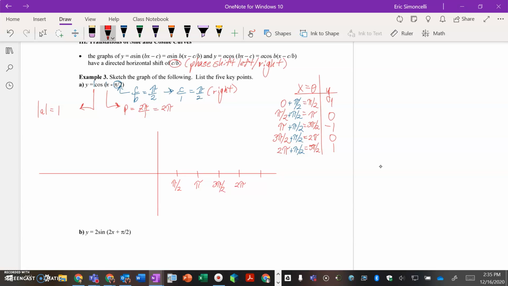Okay, so the parent function, again, only up as high as 1 and as low as -1, takes shape as such. The cosine of 0 is 1. The cosine of pi over 2 is 0. And so on and so forth. Cosine of pi is -1, cosine of 3 pi over 2 is 0, and then back up with one full period at 2 pi, comma 1. So this is the graph of the parent function.